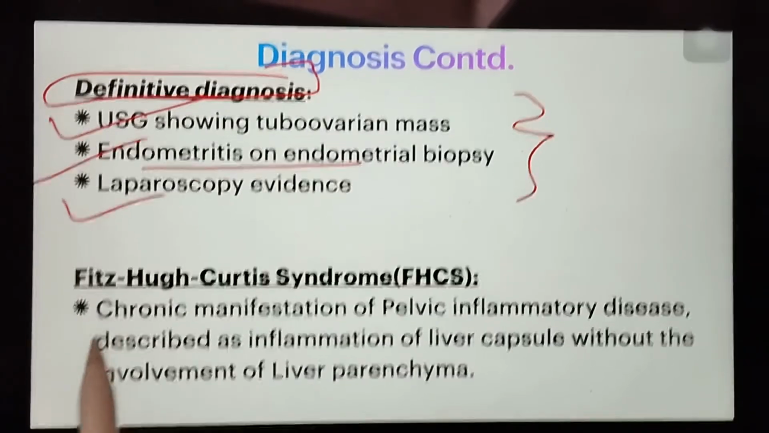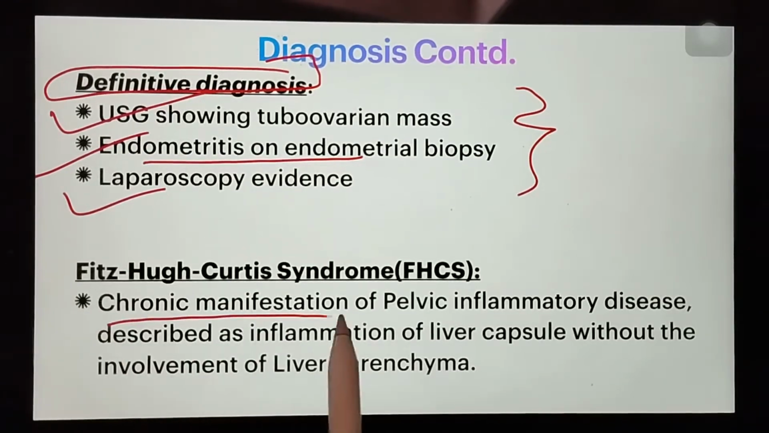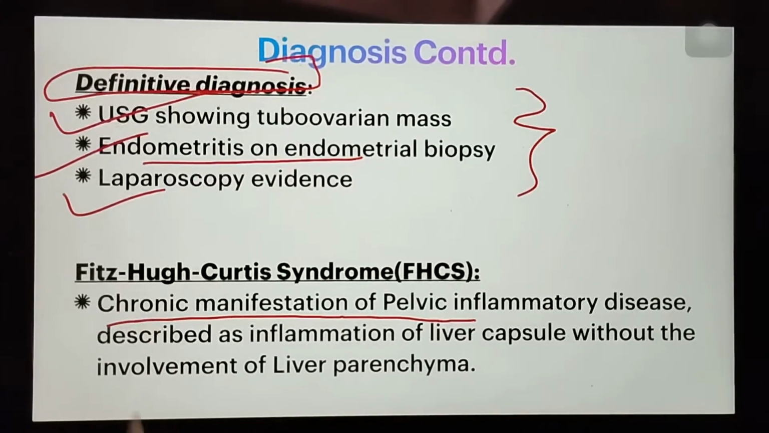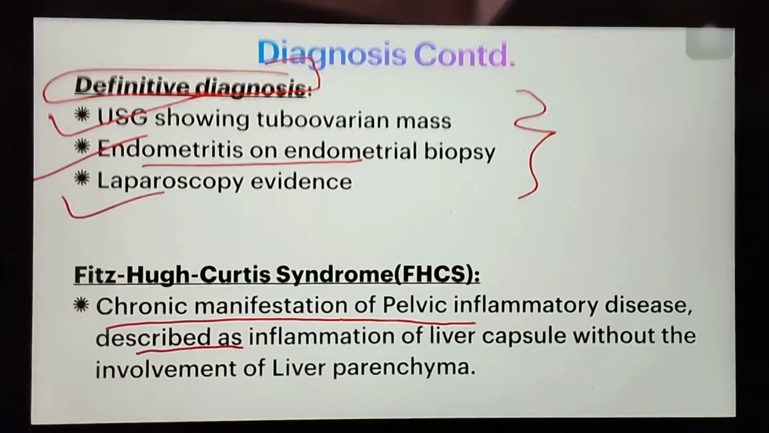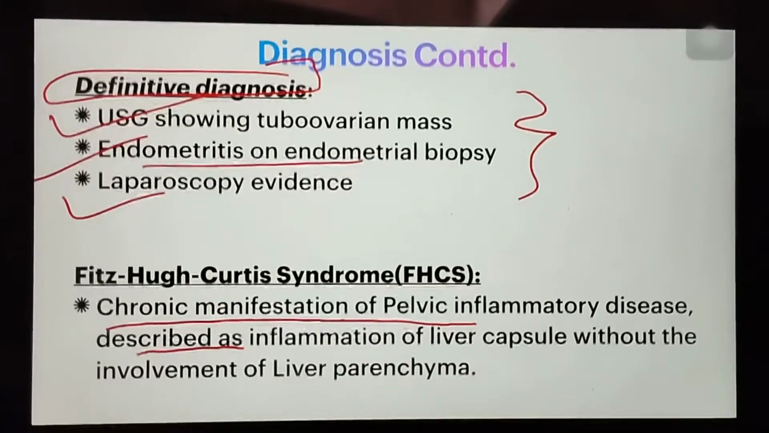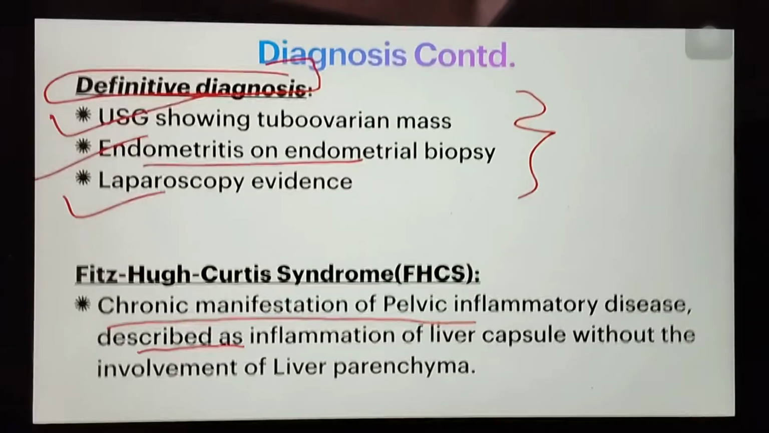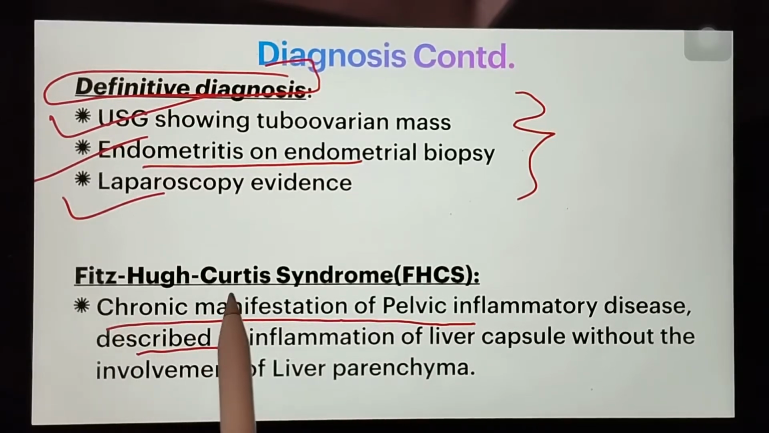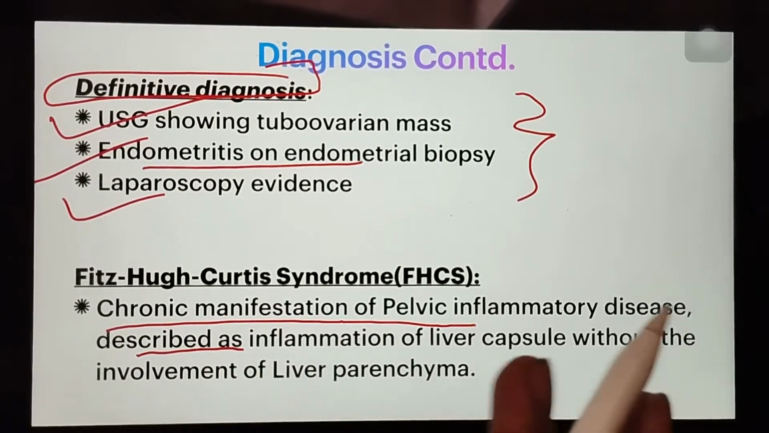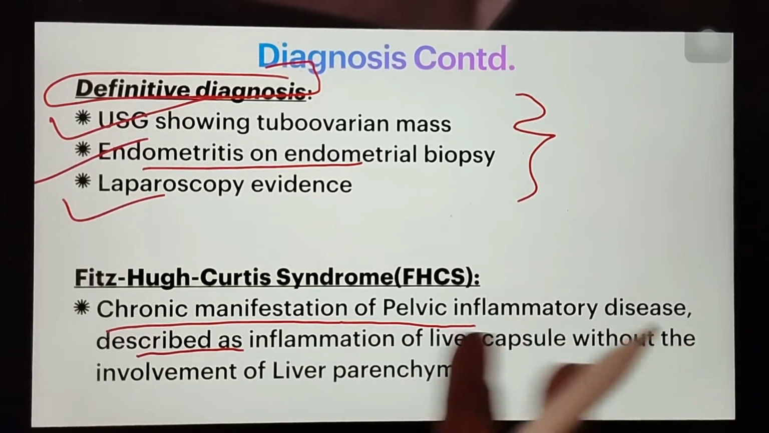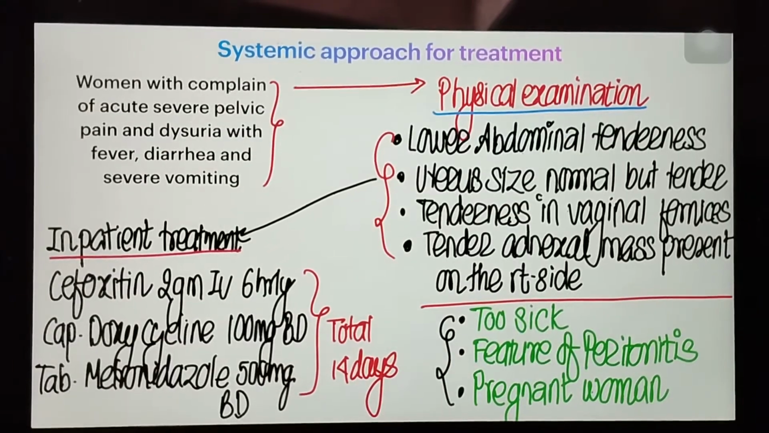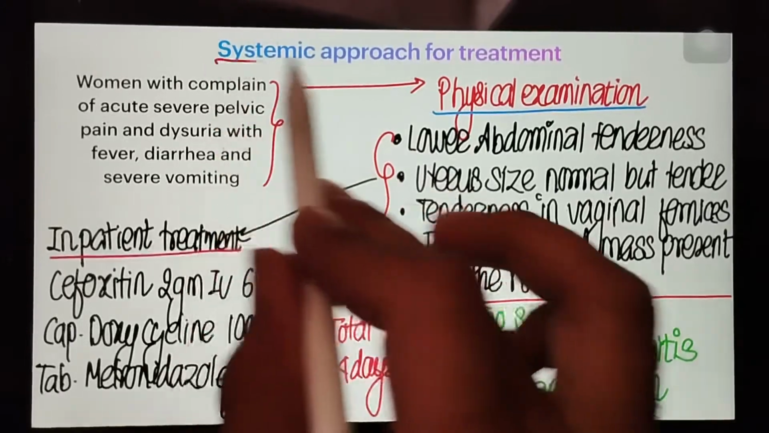What syndrome is that? It is a chronic manifestation of pelvic inflammatory disease, described as inflammation of the liver capsule without the involvement of the liver parenchyma. It is called Fitz-Hugh-Curtis syndrome, FHCS. Okay. So what is the syndromic approach for the treatment?